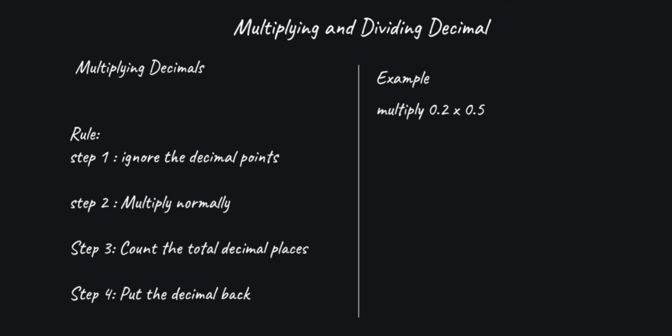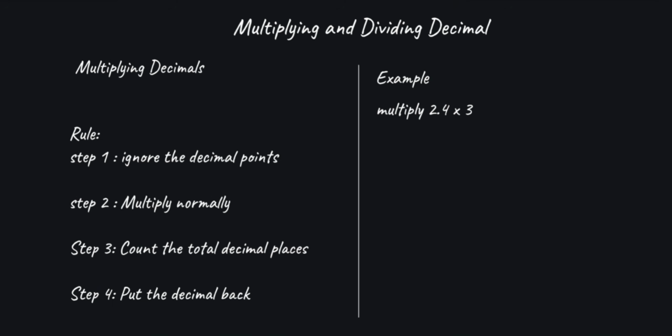Here's another example. Let's multiply 0.2 times 0.5. It's the same as 2 times 5, which is 10. How many decimal places do we have? 1, 2. Here would be your decimal point. So your answer would be 0.10, which is 0.1.